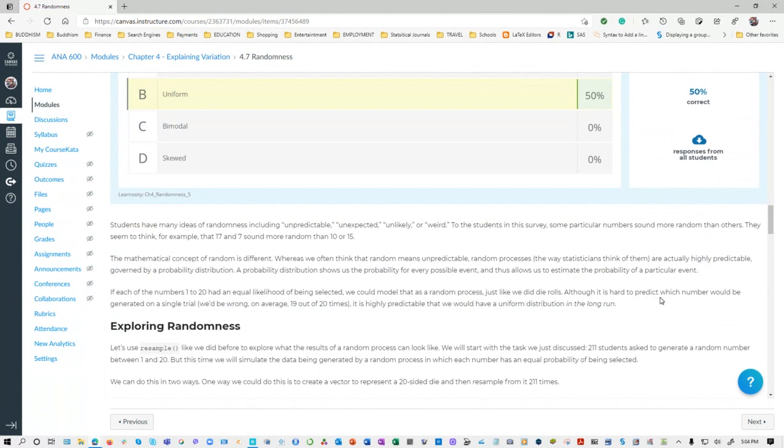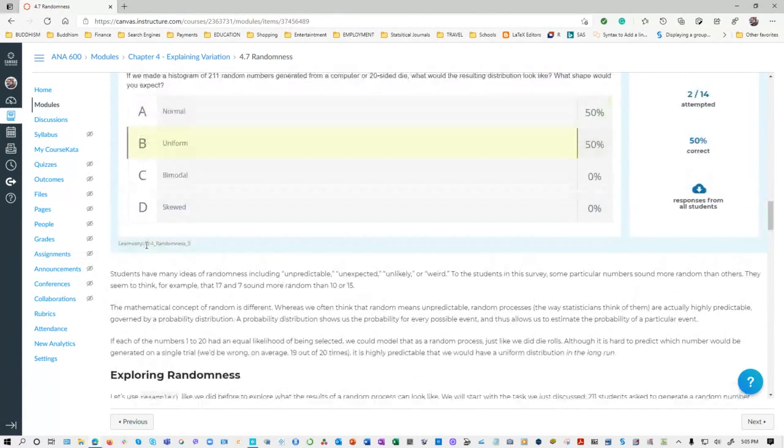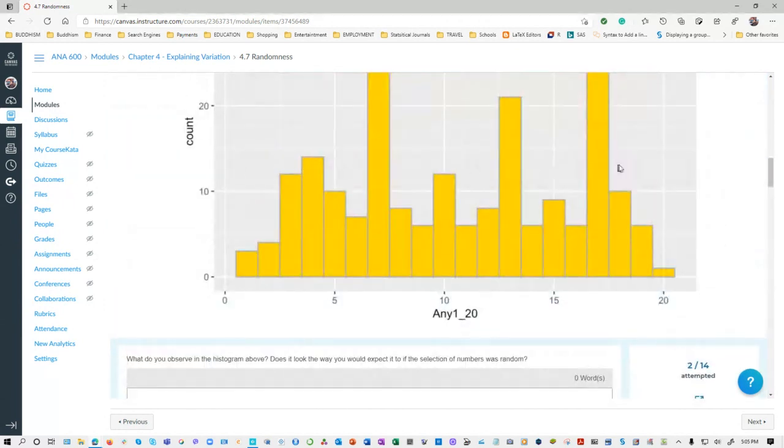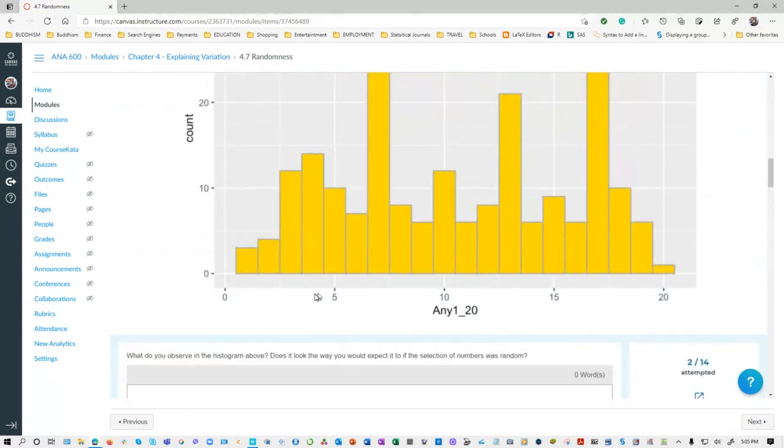Although it is hard to predict which number would be generated on a single trial, we'd be wrong on average 19 out of 20 times. It is highly predictable that we would have a uniform distribution in the long run. Look at the issue here: if we made a histogram of 211 random numbers generated from a computer, what would the resulting distribution look like? It's getting close to uniform.